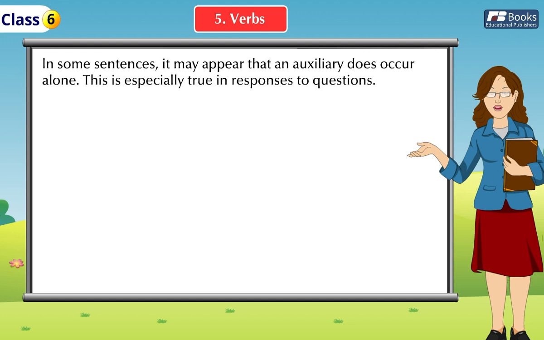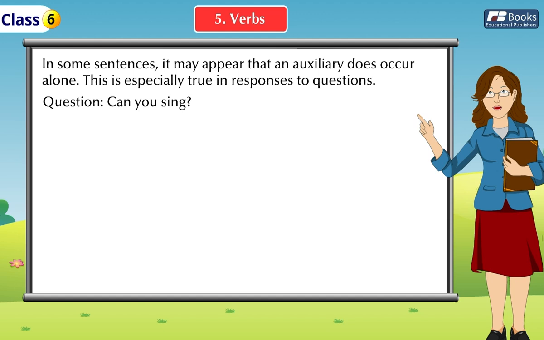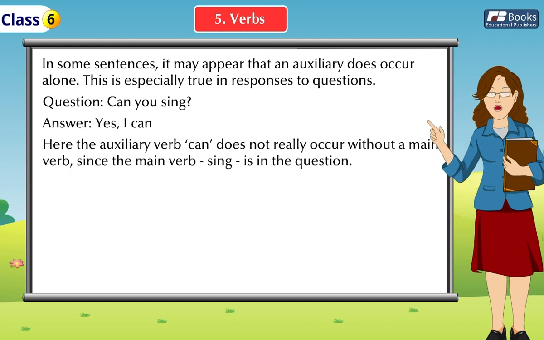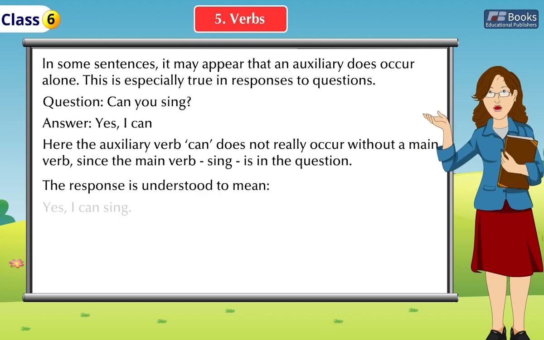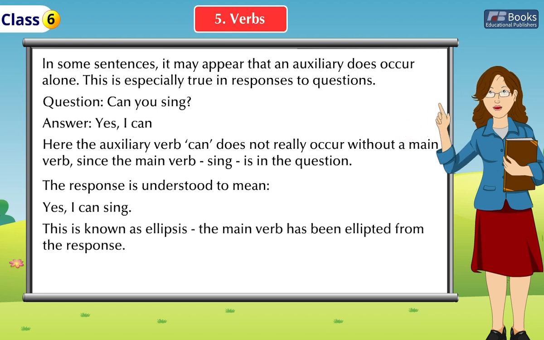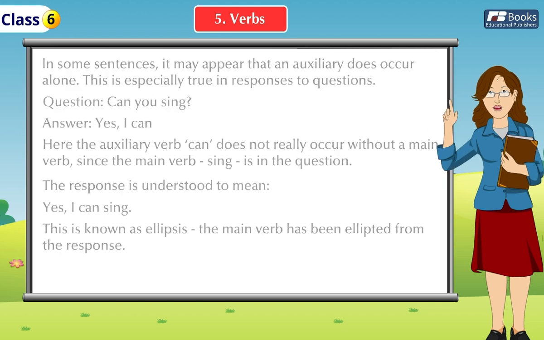In some sentences, it may appear that an auxiliary does occur alone. This is especially true in responses to questions. Question: Can you sing? Answer: Yes, I can. Here, the auxiliary verb "can" does not really occur without a main verb. Since the main verb "sing" is in the question, the response is understood to mean "Yes, I can sing." This is known as ellipsis. The main verb has been elided from the response.